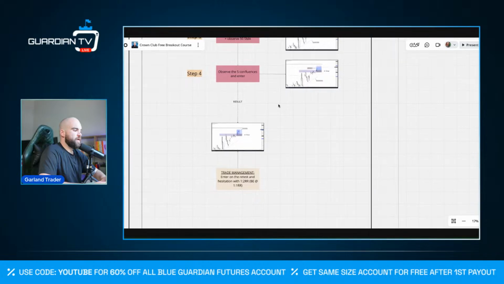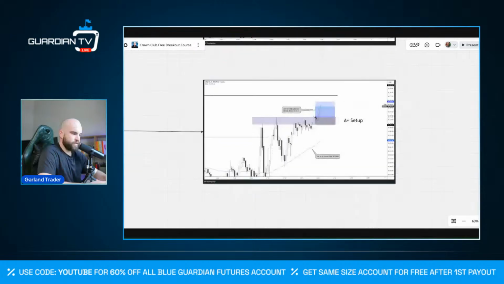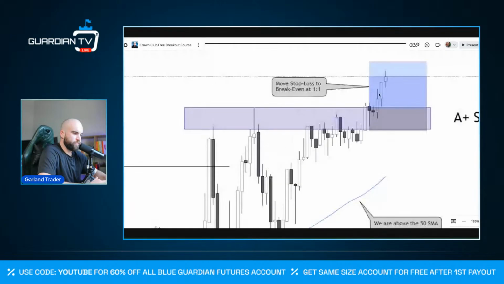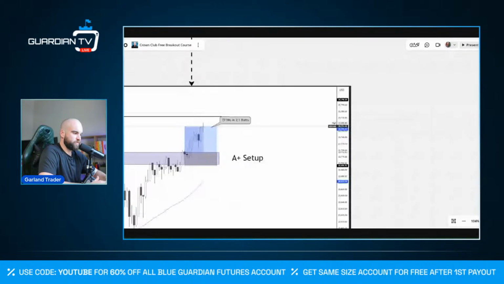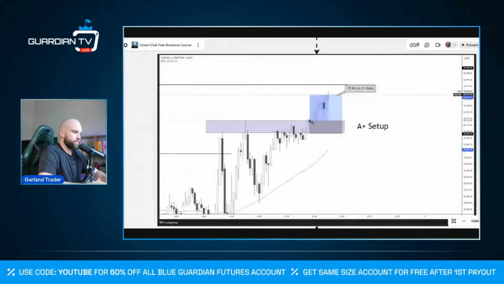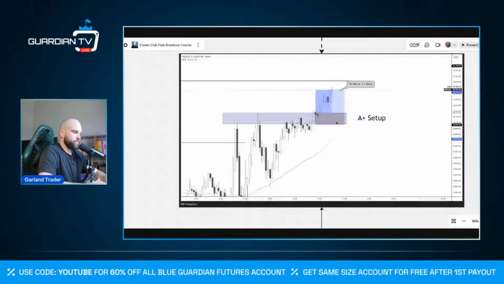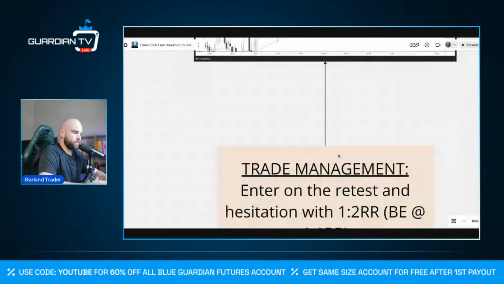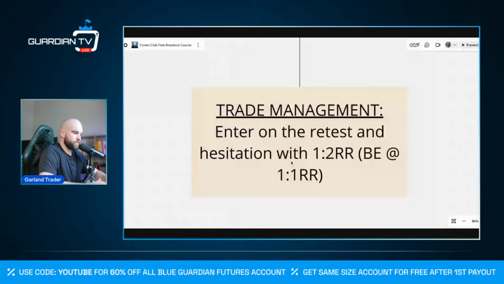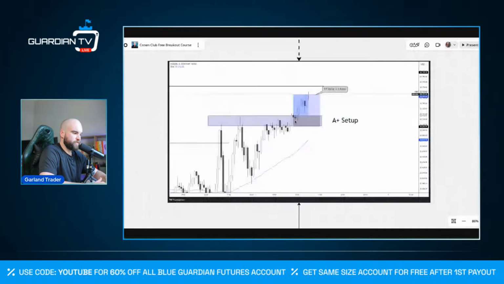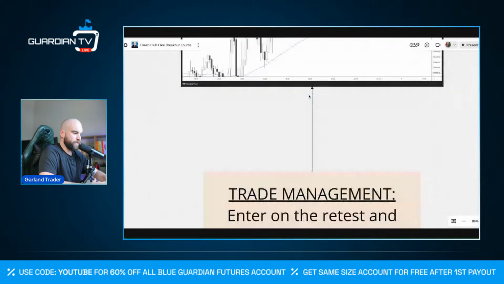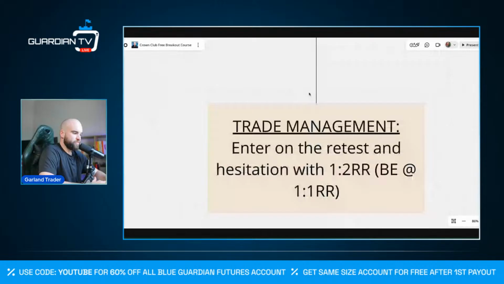Now, if we look at this particular example, you can see here, we broke and closed above, we retested, and we pushed higher, okay? We did actually hit take profit on this example, okay? Now, how do we manage these trades? I'll show you now. We enter on the retest, right? So you can see price broke and closed, it retested, went a little bit lower, and then continued higher. We wait for a bit of a hesitation when it retests.